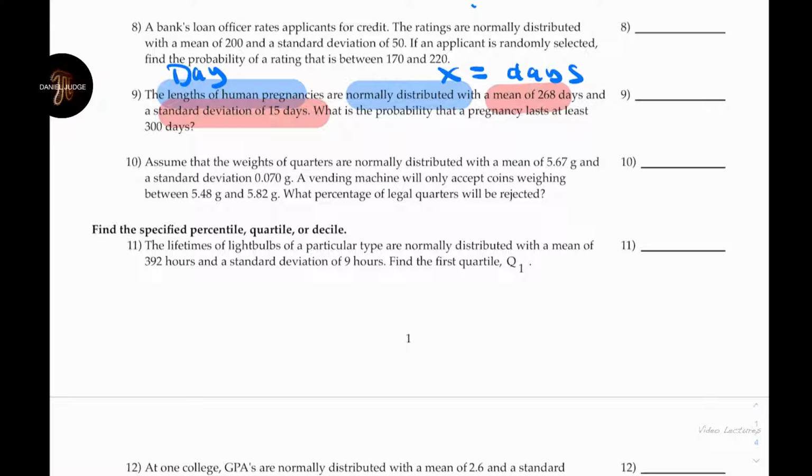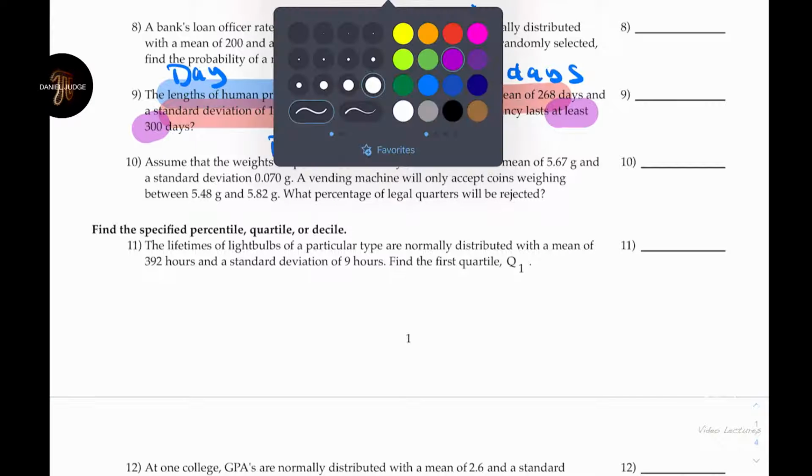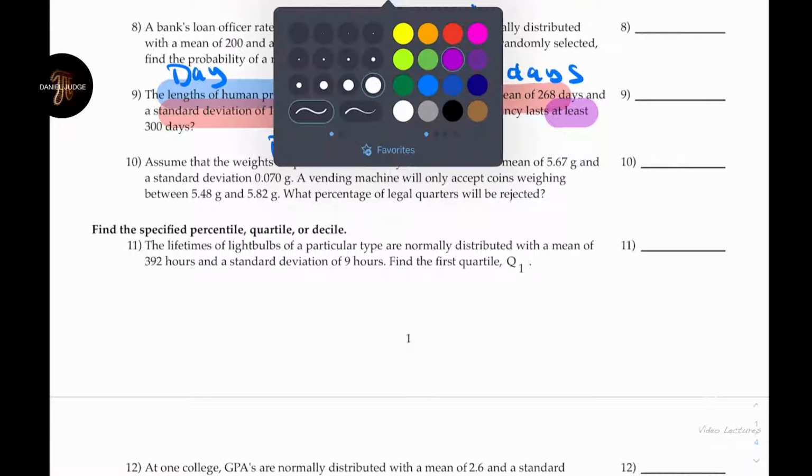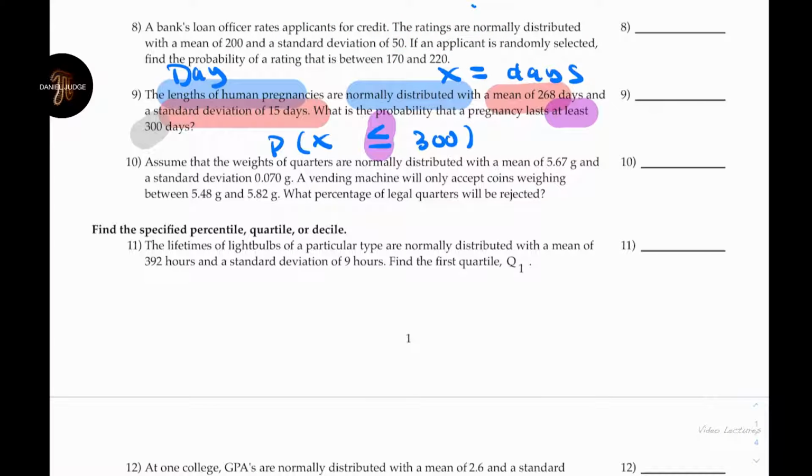Okay, now they're going to say, what is the probability that a pregnancy lasts? Look at this phrase here: at least 300 days. Since X is the number of days women are pregnant, at least 300. Remember, at least means 300 or more. So that is greater than or equal. This is the at least phrase. At least what number? At least 300. Okay, so here's that 300. This is the number of days being pregnant.